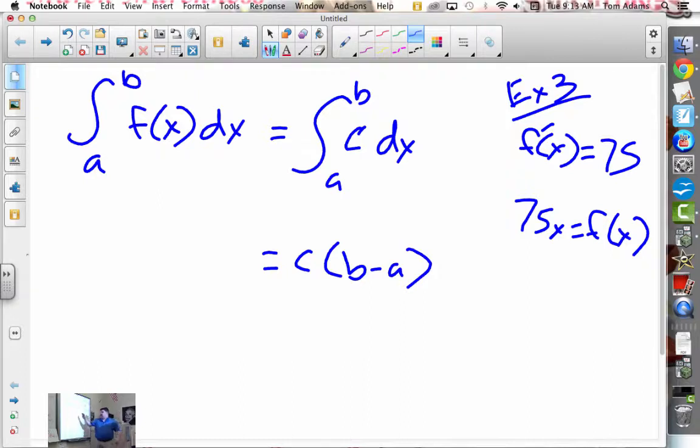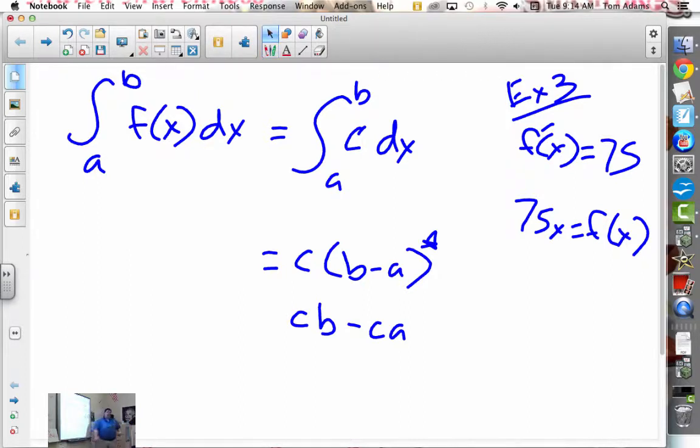Because really what you have is c times x evaluated at b, minus c times a. And so using the distributive property in reverse, we get this relationship. Now this whole thing right here is important because that's basically how we do the integral. We take the antiderivative and then we evaluate the antiderivative at the upper boundary or the upper limit, and then we subtract that antiderivative evaluated at the lower limit.